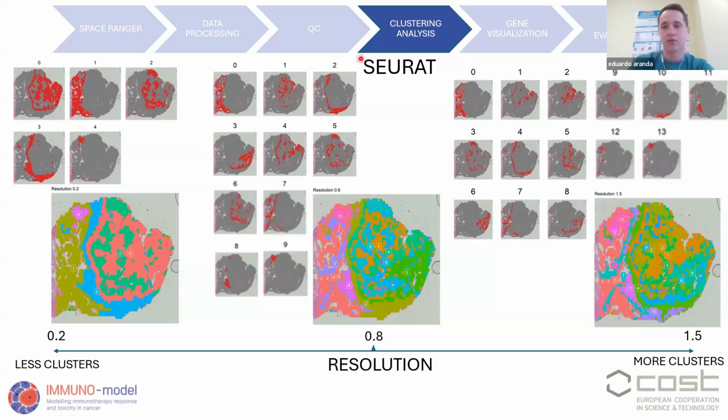According to Seurat, one of the most important parameters is the resolution. As we can see here, with a lower resolution there are fewer clusters, and with a higher resolution there are more clusters. For example, in this sample, using 0.2 resolution, there are 5 clusters. With 0.8 resolution, we have 10 clusters, and with 1.5 resolution, we have 14 clusters.